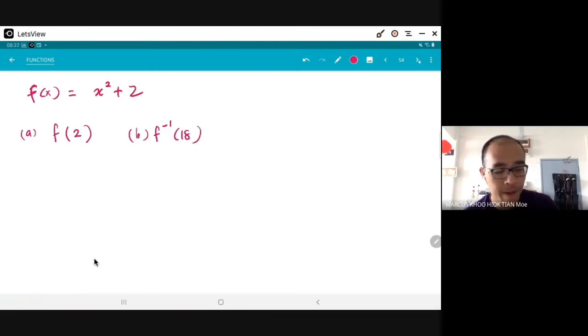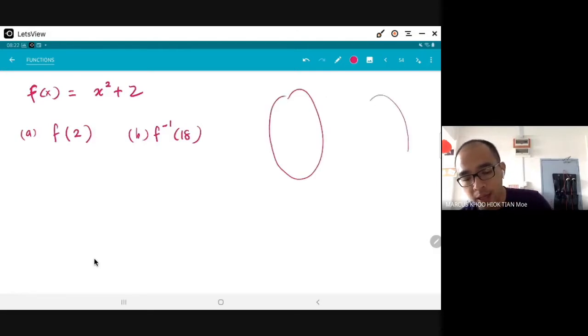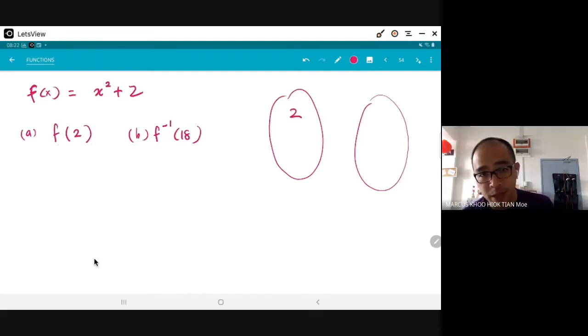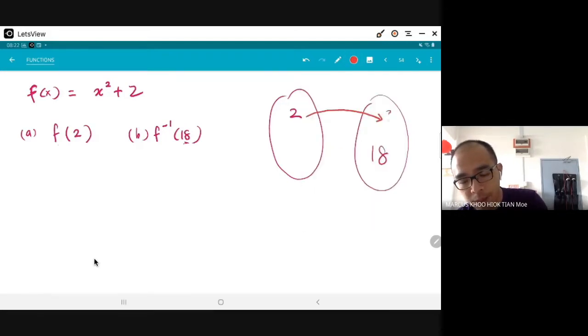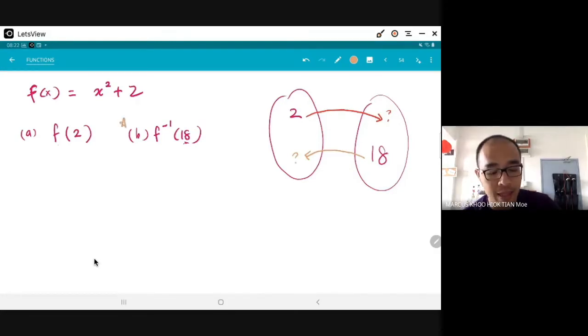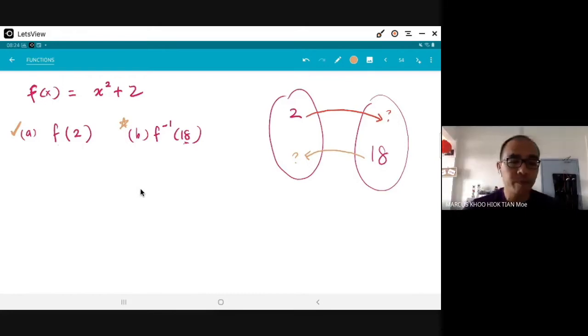Sometimes it helps to draw. So you know that if this is f, then 2 is on the left side. But this is 18. That means 18 adalah di sebelah kanan. So saya mau tahu, 2 ini kalau saya plot dia pergi siapa? And then 18, bila saya berbalik ini, pergi siapa? B is a slightly challenging question, but give it a try. Ini sepatutnya semua orang boleh dapat sudah. So make sure that you can get A first. Can?